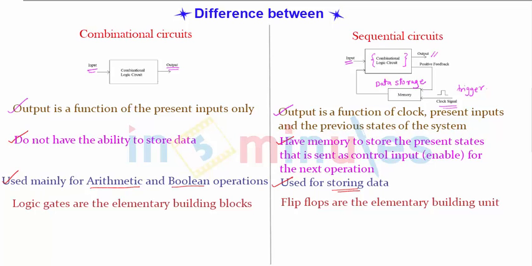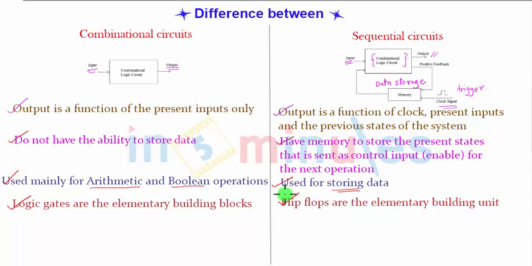The basic or elementary building block of the combinational circuit is logic gates. That is nothing but three types of logic gates we have studied: basic gates, derived gates and universal gates. These are the basic building blocks of the combinational circuit, whereas flip-flops are the elementary blocks for the sequential circuit.